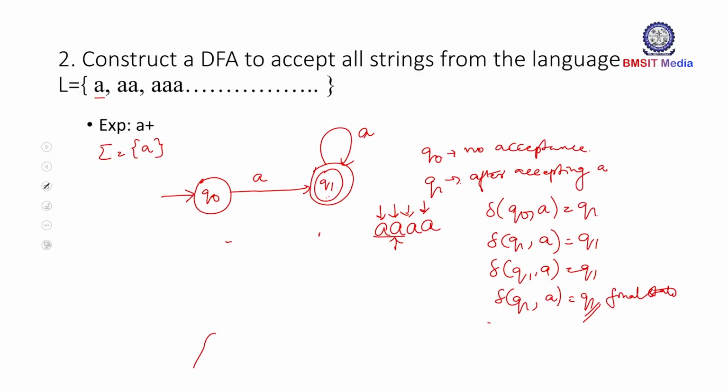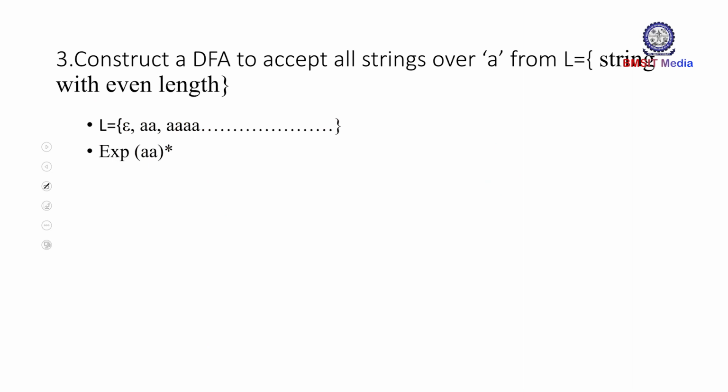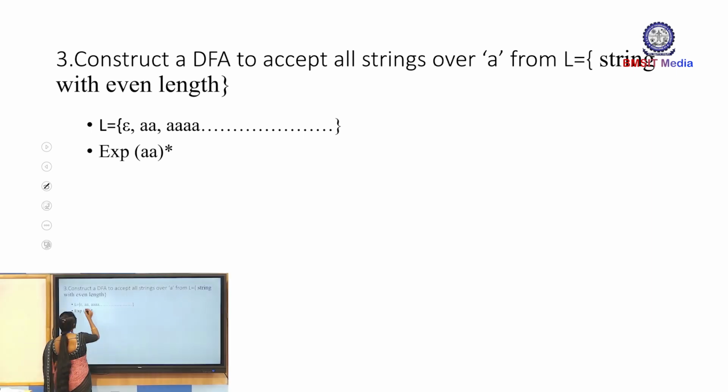So this is the second problem here. Now coming to the third problem. The third problem is to construct a DFA to accept all strings over A from the language. The language states that it should accept all the strings with even length. So when I am writing the language, it can contain epsilon, it can contain 2 occurrences of A, 4 occurrences of A, 6 occurrences of A, and so on. All the even numbers here.